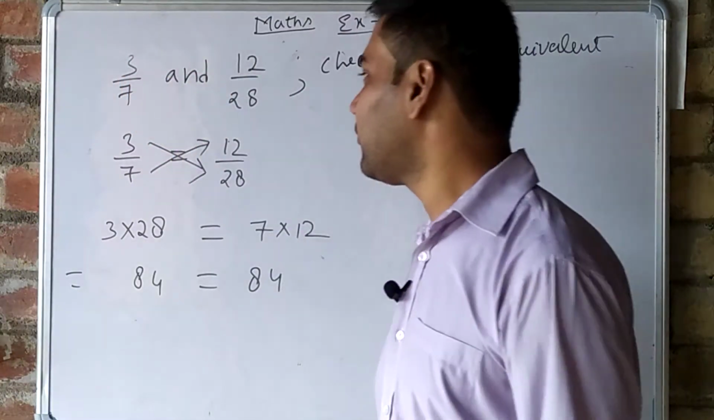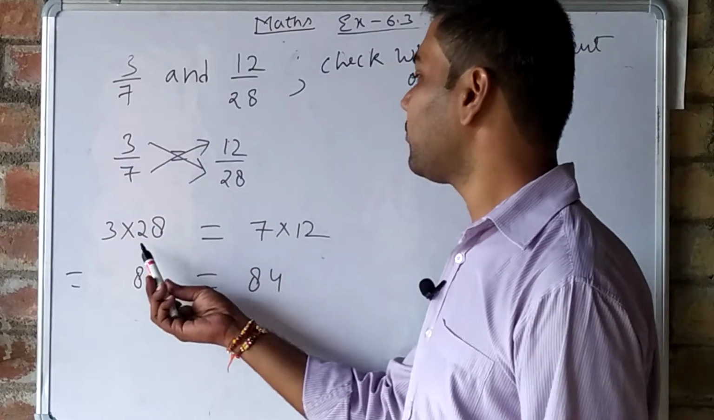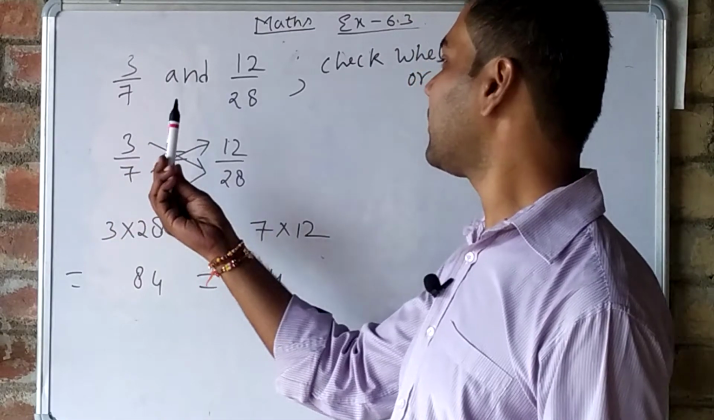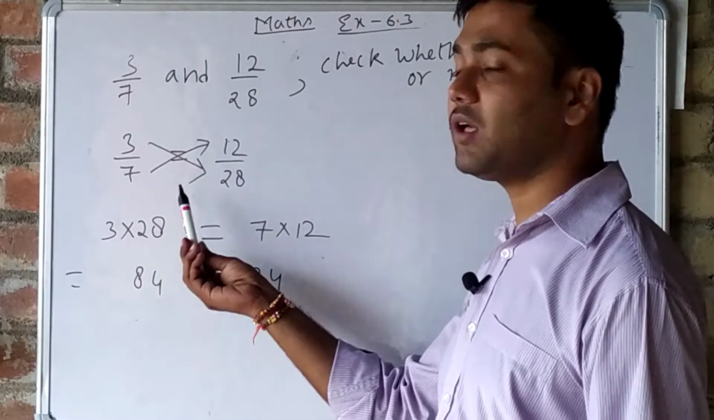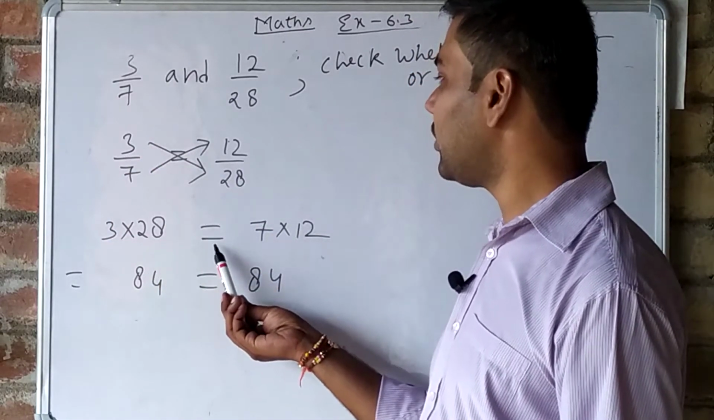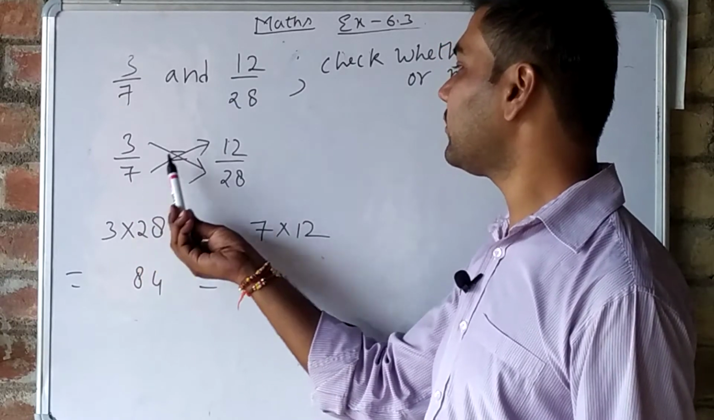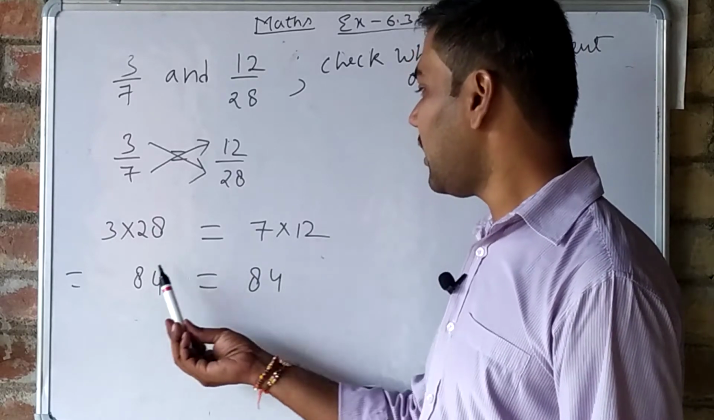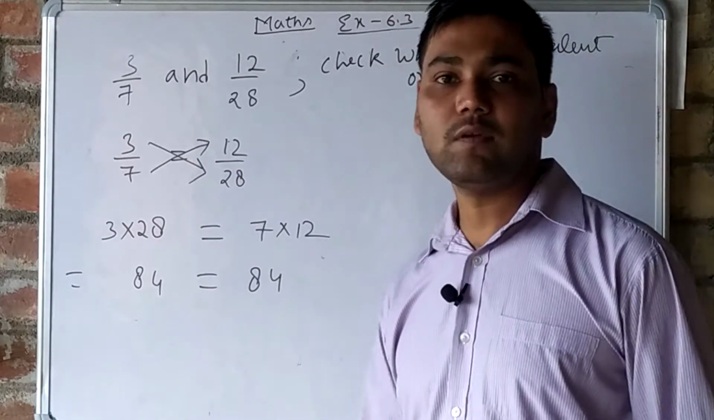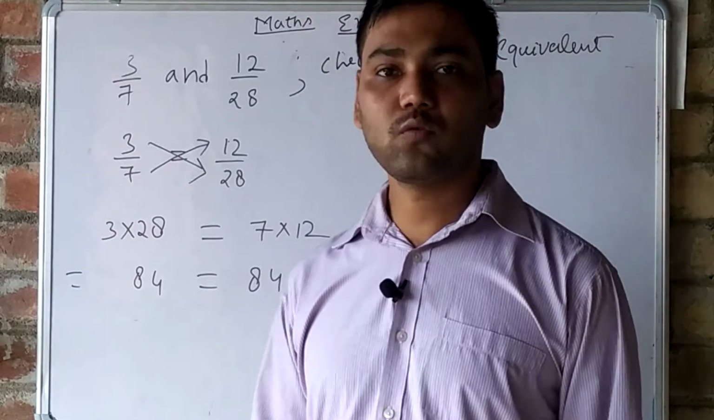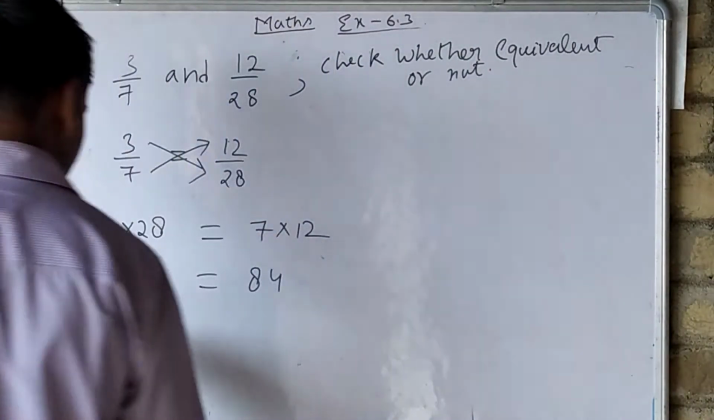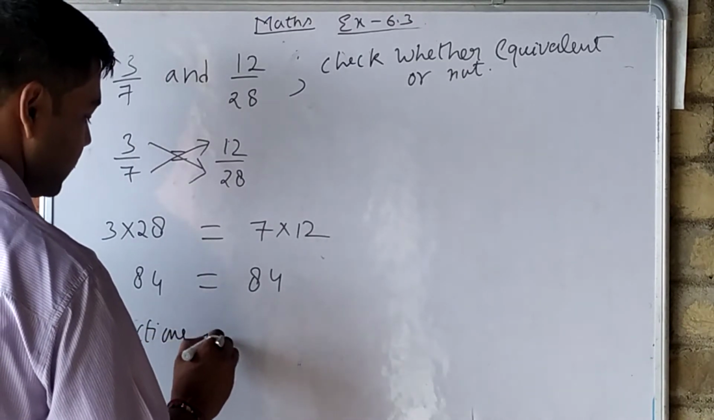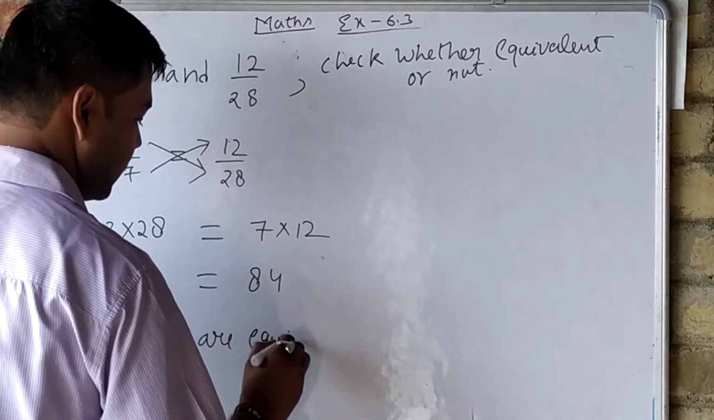What we have seen in this case is that after cross multiplication of the fractions, the numerator of the first fraction is multiplied with the denominator of the second. Then we place an equal to sign, and the denominator of the first is multiplied with the numerator of the second. And if the result is the same, then we will say that the fractions are equivalent.